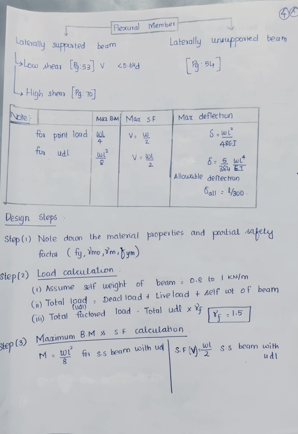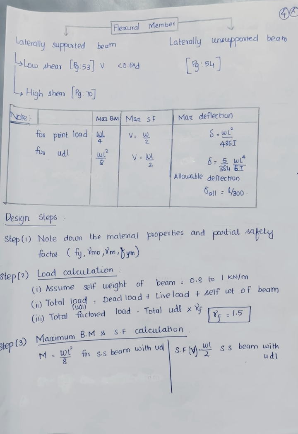Step 1. At step 1, we have to note down the material properties and partial safety factor. That is, we have to note down Fy, gamma m naught, gamma m and Fyw. So, what is Fy and Fyw? These Fy and Fyw are the yield strength of the steel. So, it is 250 Newton per mm square. And gamma m naught and gamma m are the partial safety factors for the material.